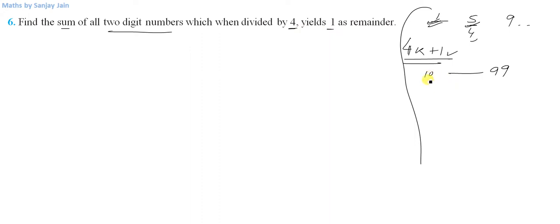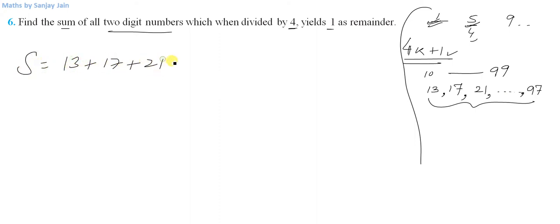So the first such number will be 13, right? When I divide 13, 12 is completely divisible by 4, so 13 will give me a remainder 1. After this 17, after this there will be, I'll keep adding 4, 21 and so on. What will be the last number? 96 we know is completely divisible by 4, right? So 97 will give me remainder 1. So these are the numbers of which I need to calculate the sum. So 13 plus 17 plus 21 plus up to 97.